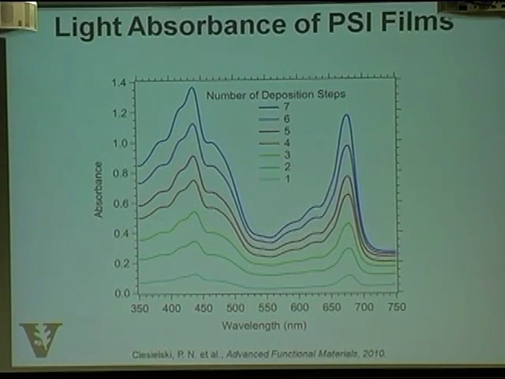1 layer down there at the bottom all the way up to 7. You still see the characteristic signal of Photosystem I, the green region there in the middle. We have kind of a valley. We're absorbing well in the blue and the red.